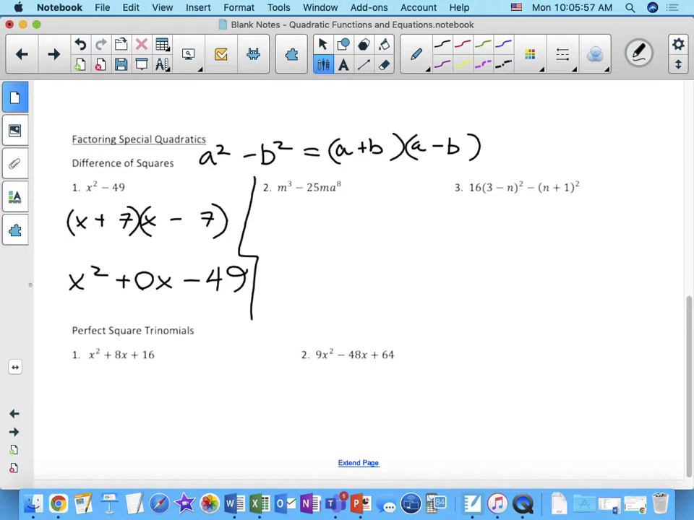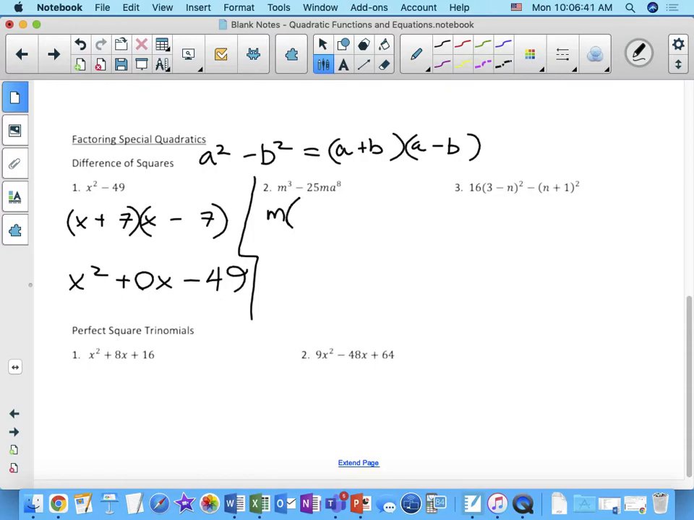When factoring, everybody should always ask one question first. What should you ask first? Yeah. Is there a GCF? Correct. So take a look at these two terms, m cubed minus 25ma to the 8. Is there a greatest common factor between those two terms? Yeah, what is it? M, right. So we're going to pull an M out first. And I'll give you a hint when you're going through this page. There are other polynomials on this page that also have a greatest common factor in them. So you need to make sure you're asking that question first.